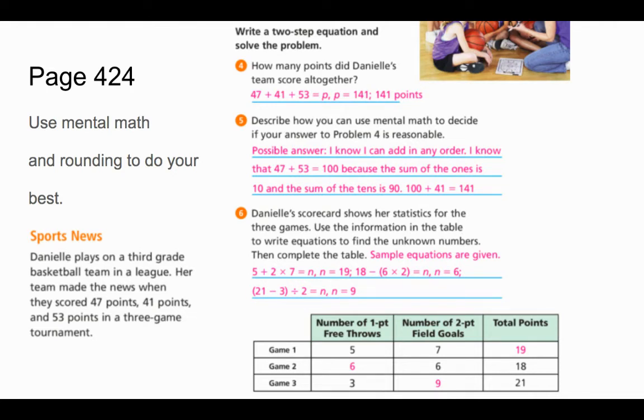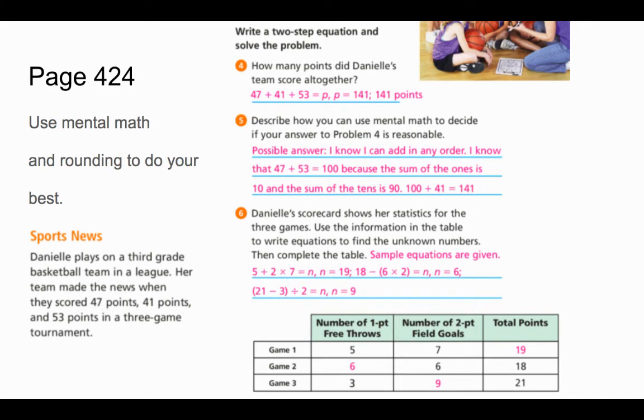Number 6, Danielle's scorecard shows her statistics for the 3 games. Use the information in the table to write the equations to find the unknown numbers. Then complete the table. Okay, so third graders, in game 1, Danielle scored 5 one-point free throws and 7 two-point field goals. Now, if she scored 7 two-pointers, that's 7 times 2, that's 14. So 14 plus 5 is 19 points she scored in the first game.